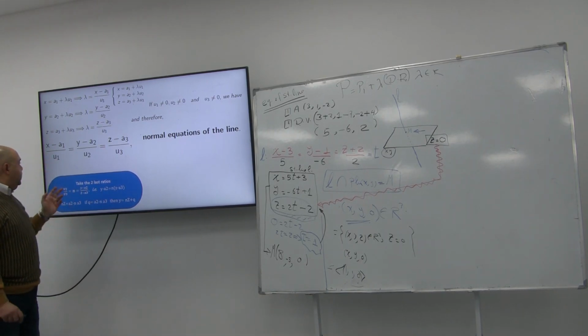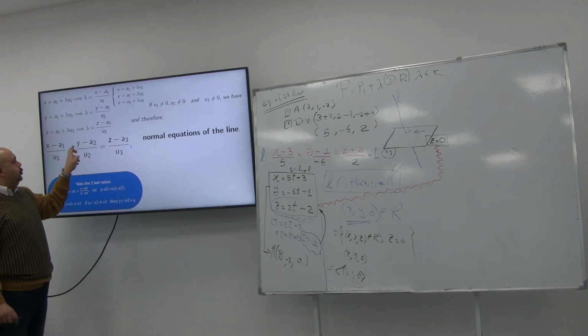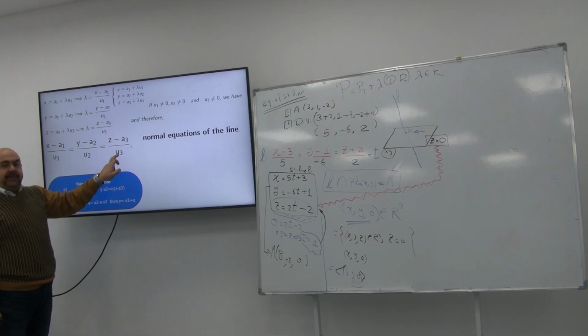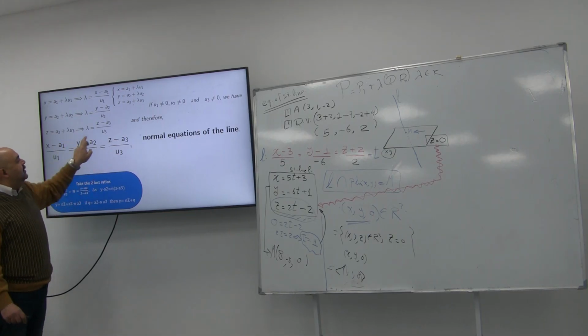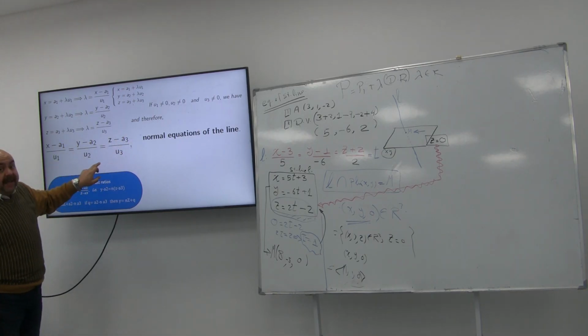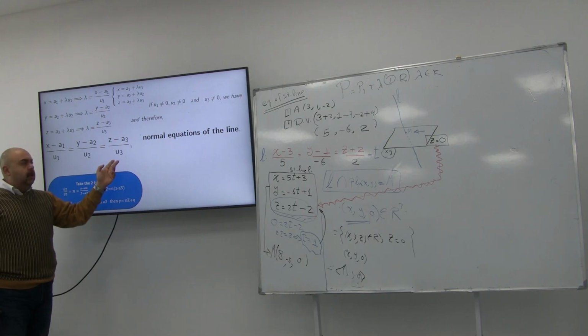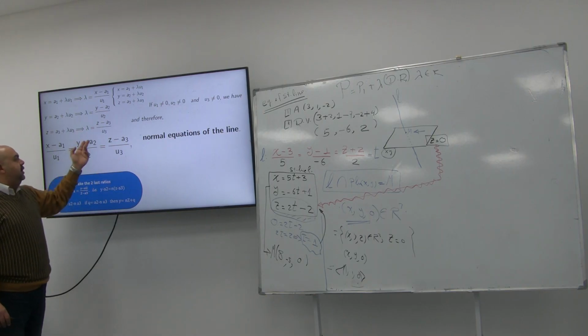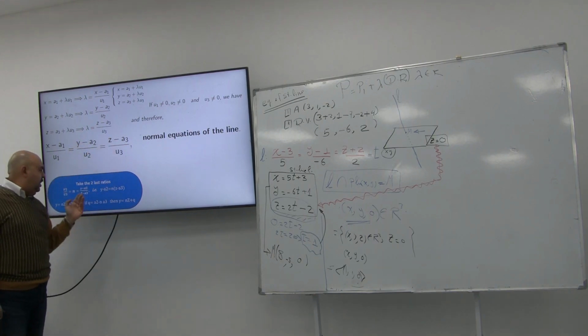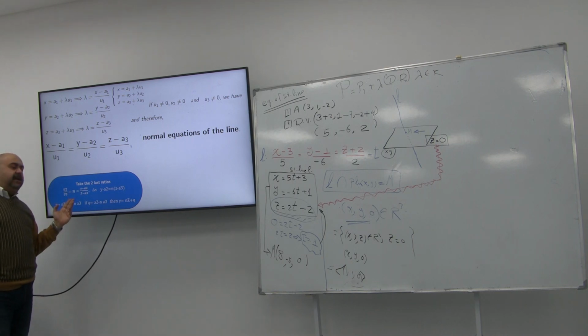So if I take, for example, the last two ratios, which are y minus a2 over u2 and z minus a3 over u3, I can take advantage of reforming this ratio by saying u2 over u3 is going to equal y minus a2 divided by z minus a3. So this is mainly the form that we are looking at.